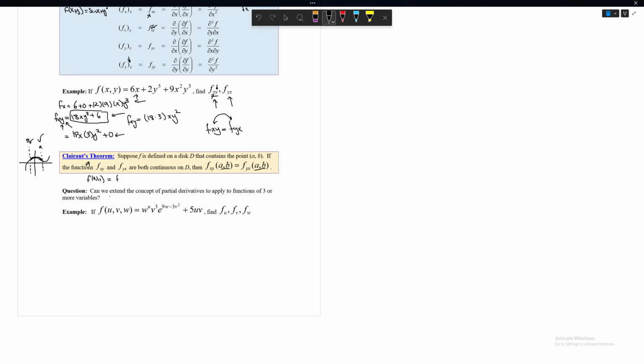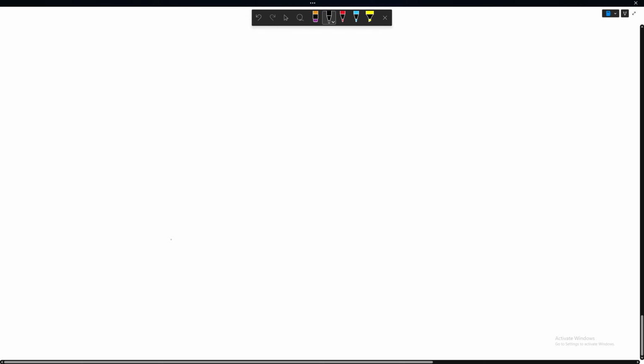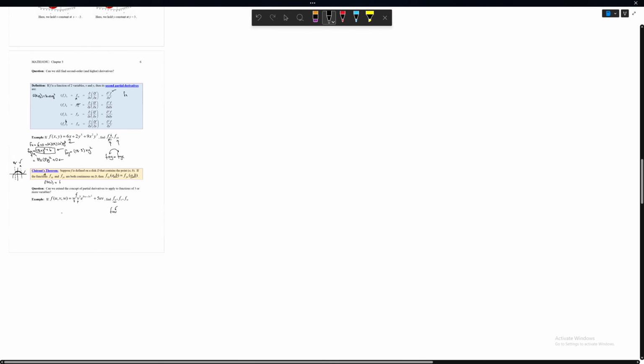But anyway, can we extend the concept to more variables? You'll do the same thing. So if I want to get my derivative of u, I'll treat my w and v as constant, just like I treated my y as constant. And if I want to get my fuv, then first I'll get my u, treat w and v as constant. Then I'll get my v and treat my w and u as constants, and so on. So you could add as many variables as you want, and that is lecture number 4.